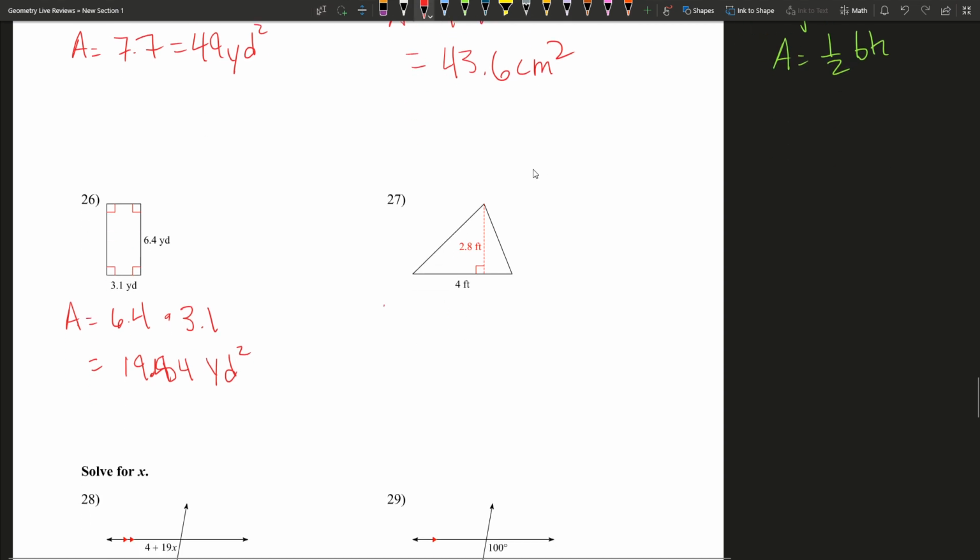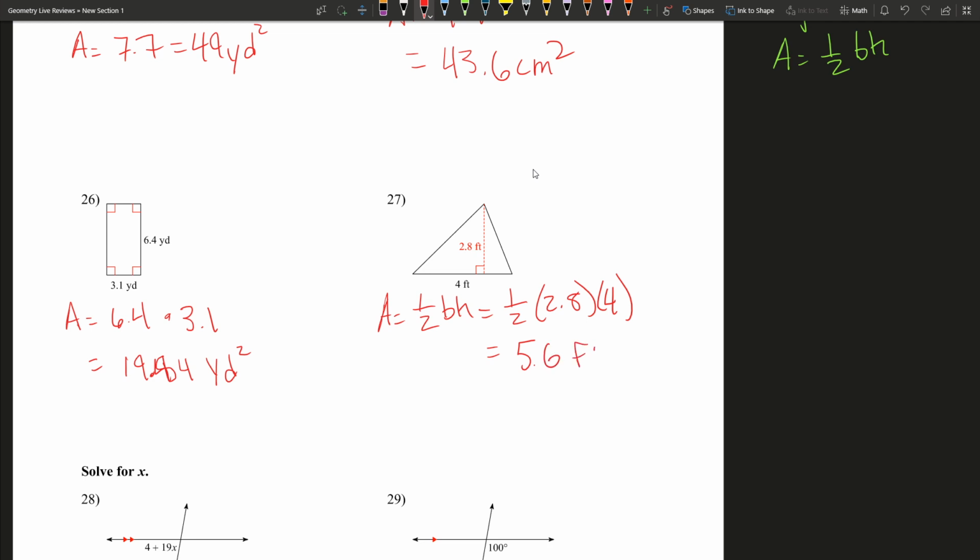27, that is a triangle, so our equation is 1/2 base times height, which is 1/2 times 2.8 times 4. Which is 5.6 feet squared.